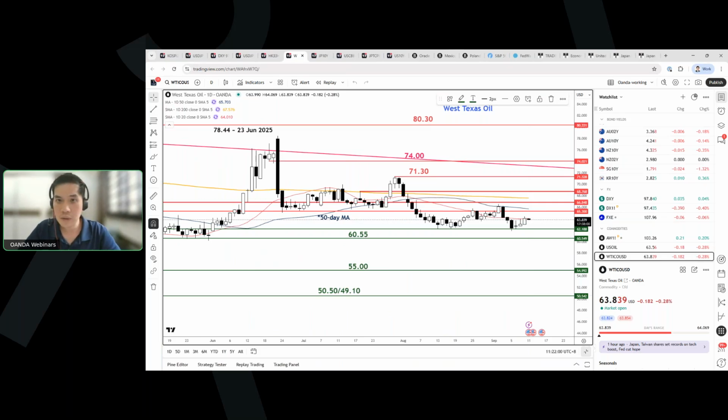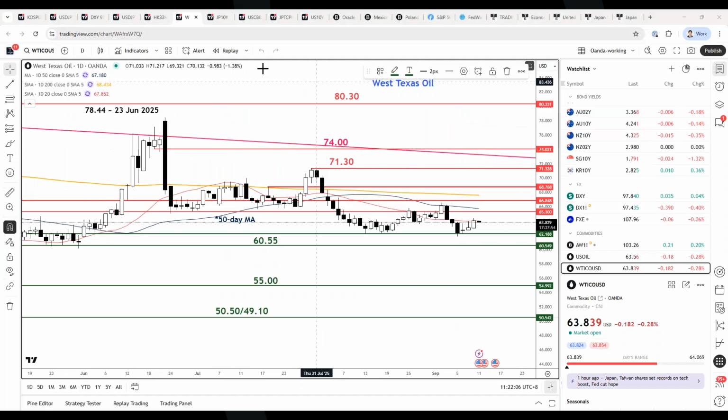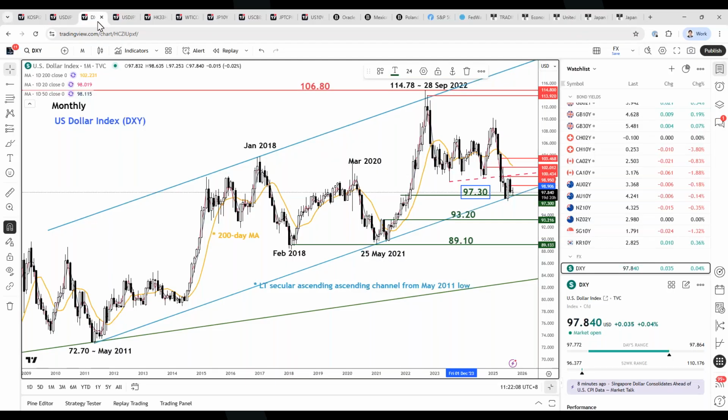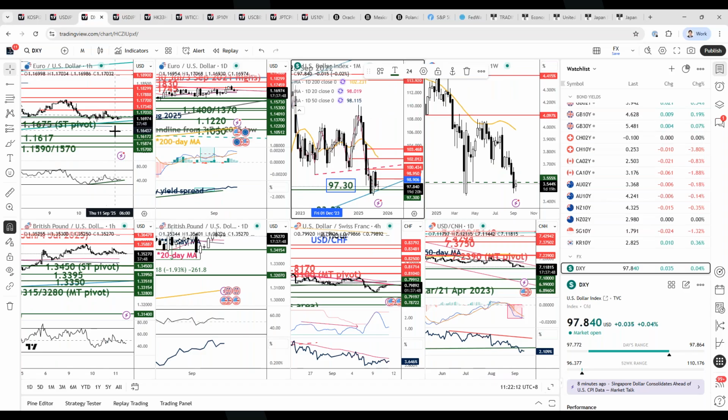So now let us move to the intraday technical outlook segment, starting with the FX market. So let me expand my screen. All right, I think the screen is good right now. Okay, so let us start with the FX market first, starting with the euro dollar.